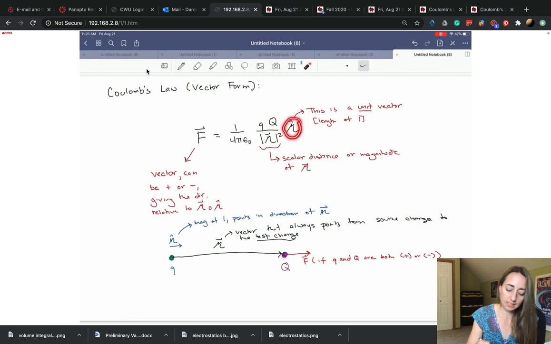Again, this particular form looks a little harder than what you saw in 183, but it's really not that much harder if you remember what a unit vector is.